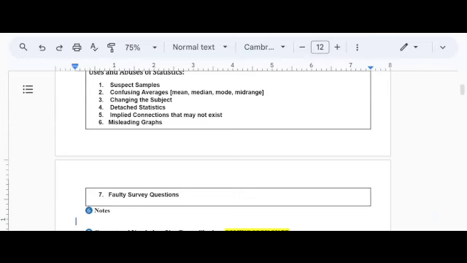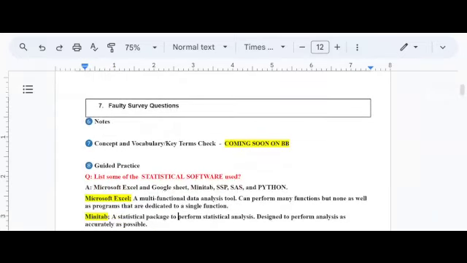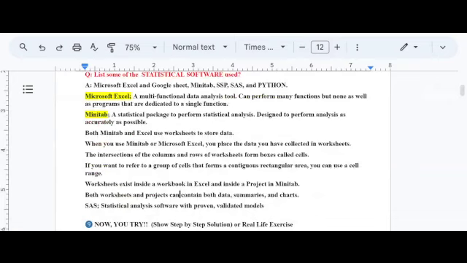Okay. Now let's go to our first question here. List some statistical software. How many statistical software do we have? We have many. Not only one or two, we have more than one. The first one is what? Microsoft Excel. Okay, and I think most of us have used it.